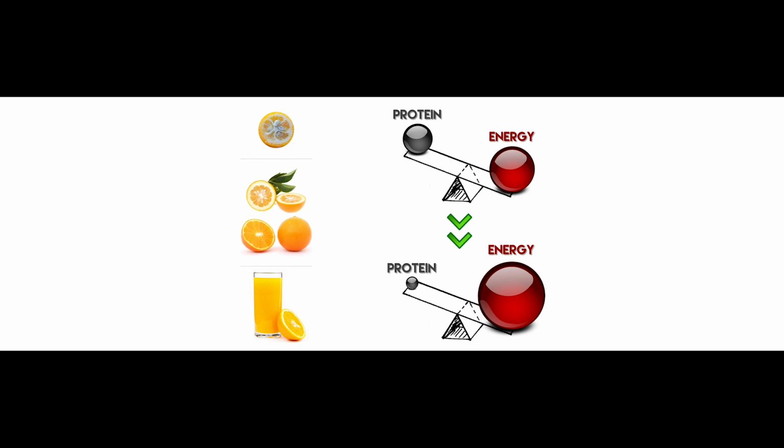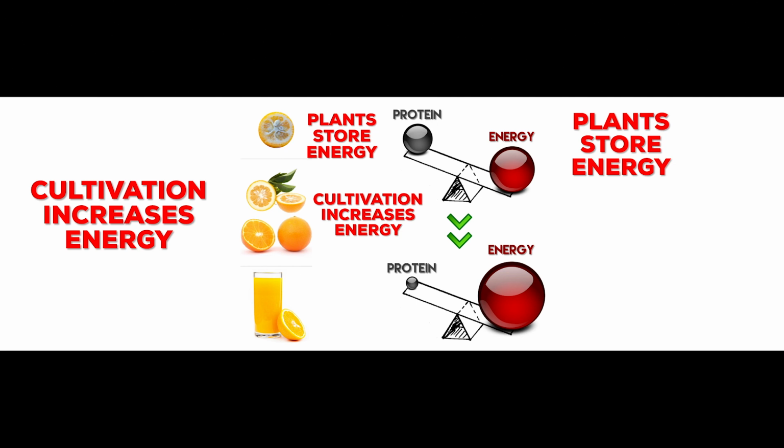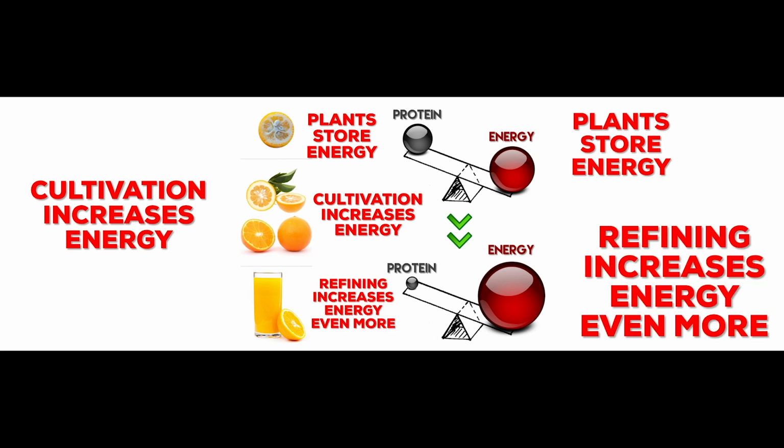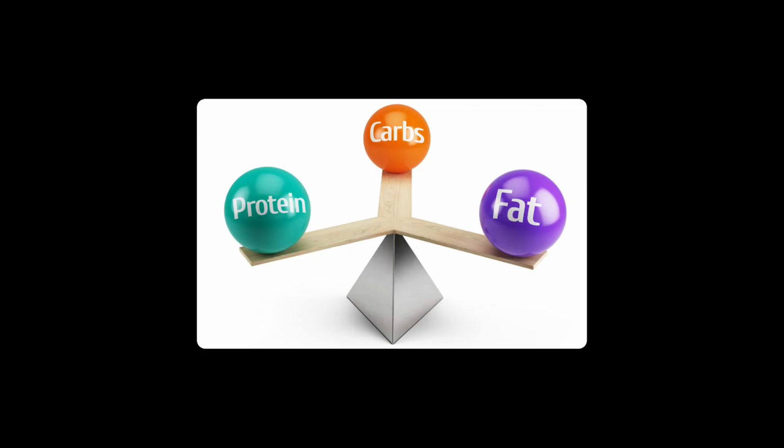So our food today has so much more energy in it than it used to. The reality is that plants store energy, and we like to eat energy, and we cultivate plants to maximize the energy yield. And as if that weren't bad enough, we refine and process all of these foods as well to get as much energy out of them as possible. And by the time we're done, the amount of energy we get for the amount of protein and minerals is just ridiculous. Let's talk about the three macronutrients for a minute: protein, carbs, and fats.